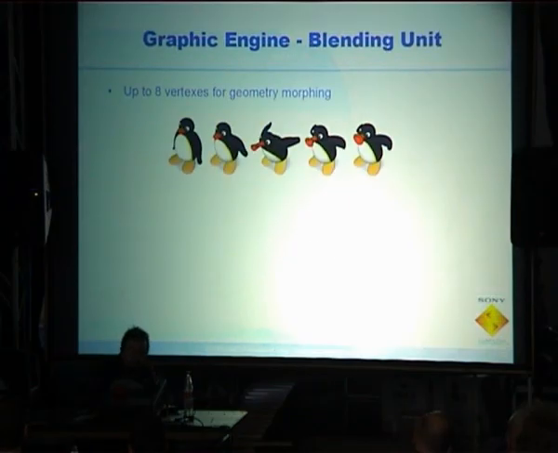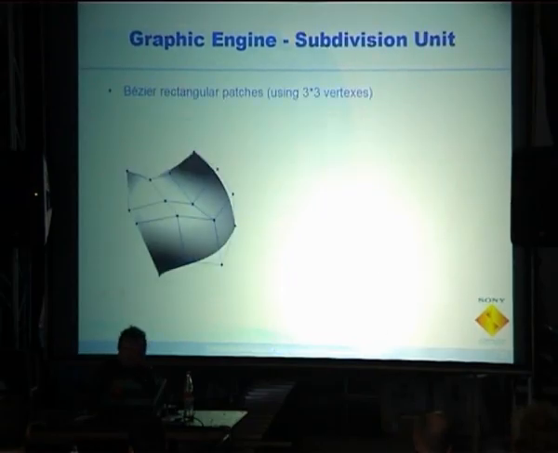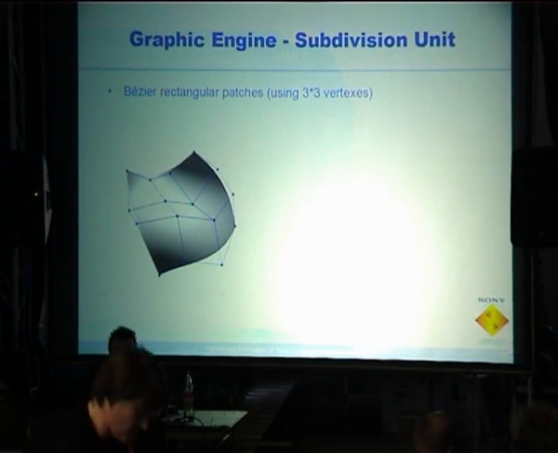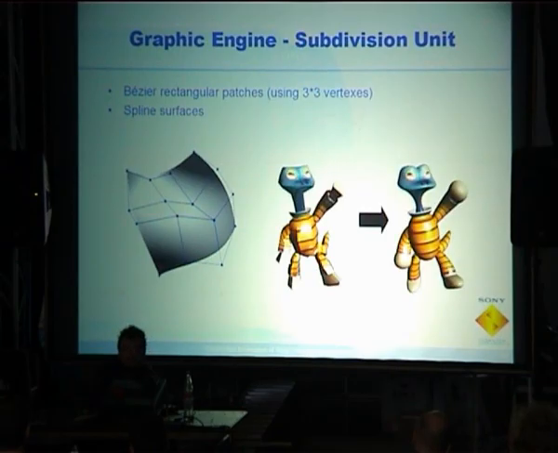The blending unit can do morphing in hardware with up to 8 vertices, and skinning is also supported in hardware with 8 bones. I think it's the first handheld that supports built-in subdivision by hardware, and it also supports spline surfaces. As you can see, the same data as polygons looks like this. In splines you have much nicer and rounder shapes.